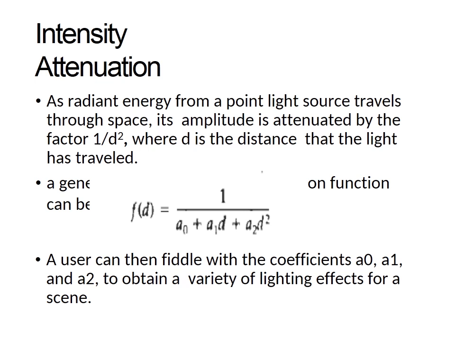A user can then fiddle with the coefficients a0, a1 and a2 to obtain a variety of lighting effects for a scene. The applications are environment mapping, soft shadow, blurry reflection and motion blur. So various techniques have been developed to achieve certain desirable visual effects, as we can find out from the given formula.